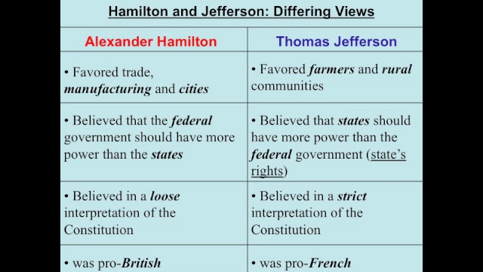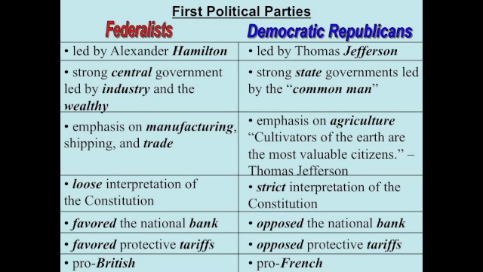On the other hand, Thomas Jefferson favored farmers and rural communities. He believed that the states should have more power than the federal government, and he believed in a more strict interpretation of the Constitution, meaning that the government should not do anything that the Constitution does not specifically say it can do. Finally, Thomas Jefferson was pro-French, meaning he wanted to be allies with the country that had aided us during the Revolutionary War. With these differing views, two political parties emerged.